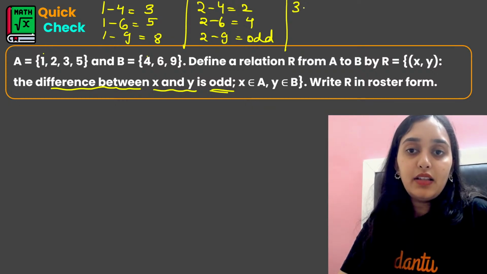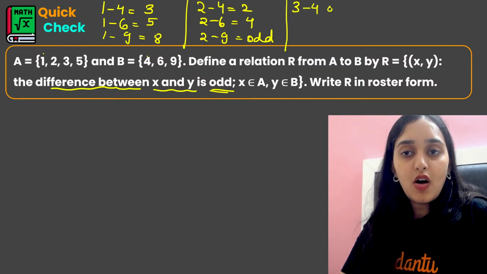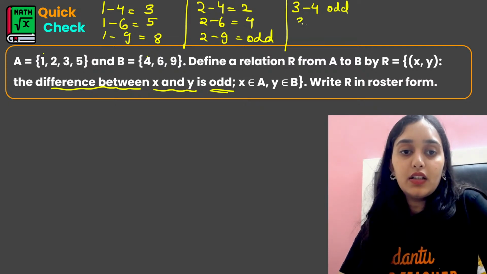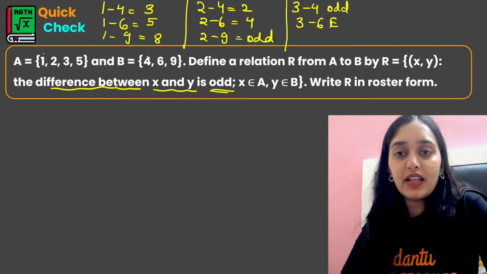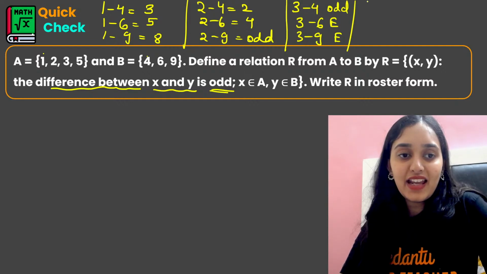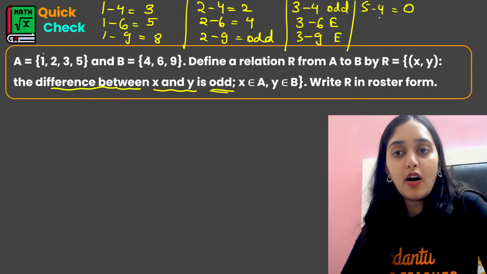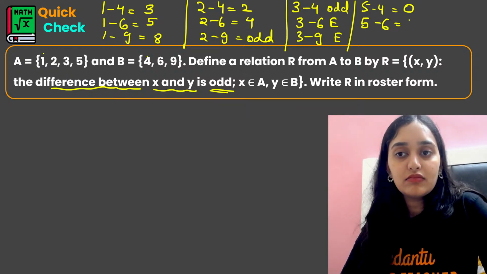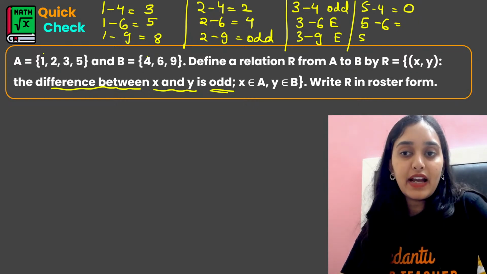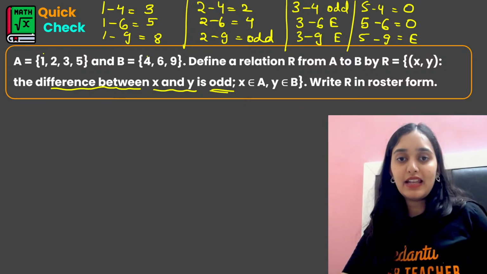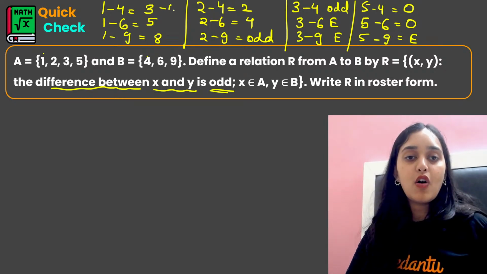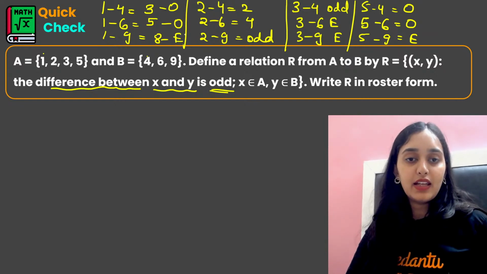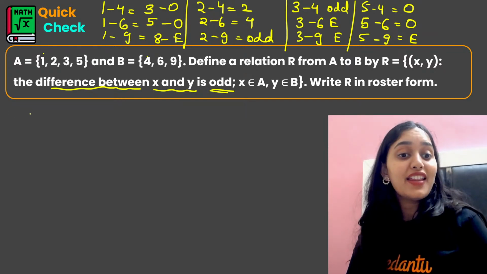Next, 3 with 4, odd. 3 with 6, even. 3 with 9, even. Again, 5 with 4, odd. 5 with 6, odd. 5 with 9, even. Right? So here also we have odd, odd, even. So which ordered pairs satisfy the relationship?